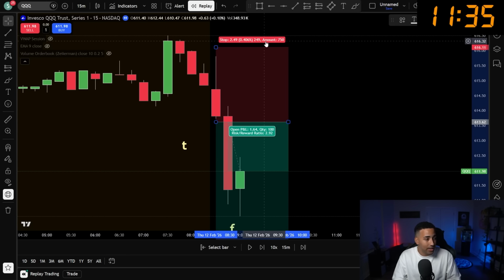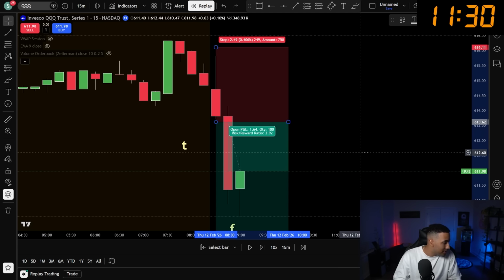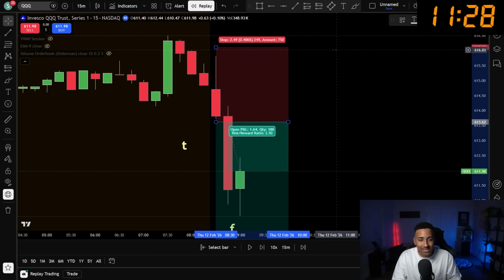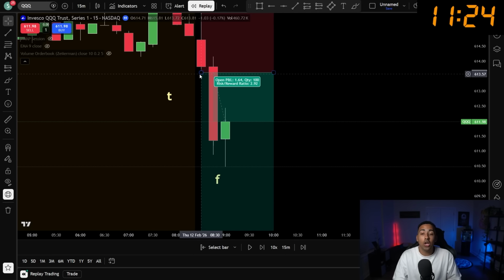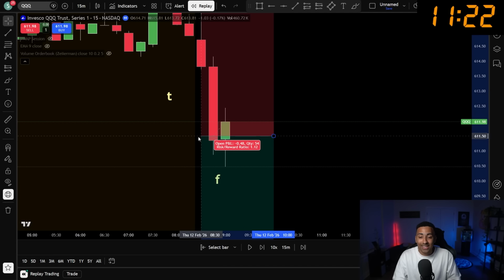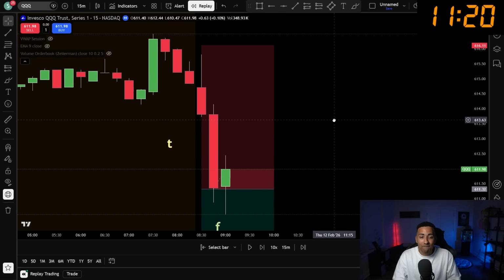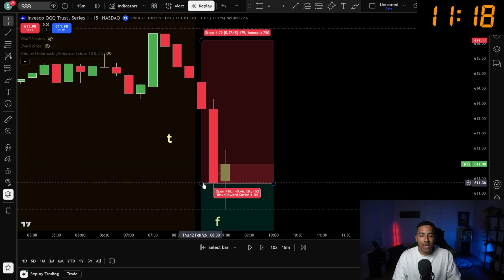This is already this big of a stop loss. It goes from 13 to 616, so a $3 stop loss. If we entered on the close of the candle, this would then become a $5 stop loss. So it makes no sense for me.